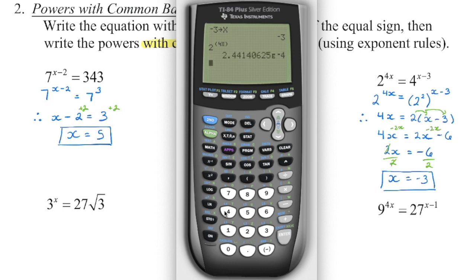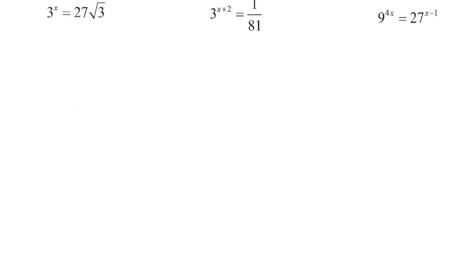My right side, go back to the original equation, and we're going to go 4 to the power of, and this time we're going to go x minus 3, and we're looking for those two sides to be equal. So again, check those two numbers. If they're equal, you know you have the right solution. X is -3.